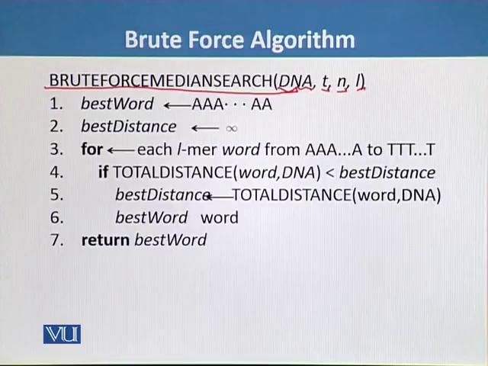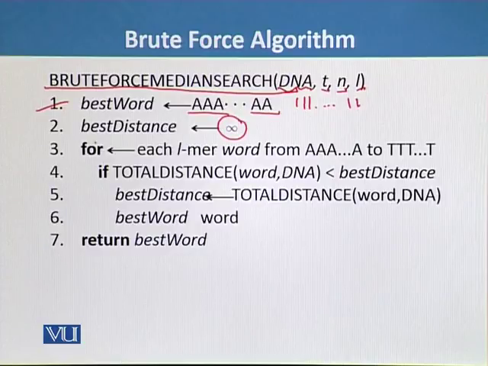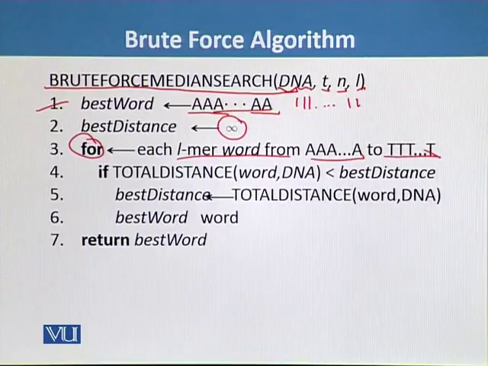I have already told that we can calculate the best word. We assign the best word as AA and it will go up to AA. Because we have assigned the value of A to 1, we can also write here 1 1 up to 1 1. We have already seen this. In the second step, we will assign best distance as infinity, and from here the for loop will start, and we will assign it each L-mer word from AAA up to TTT. We have already seen this in the previous algorithms.